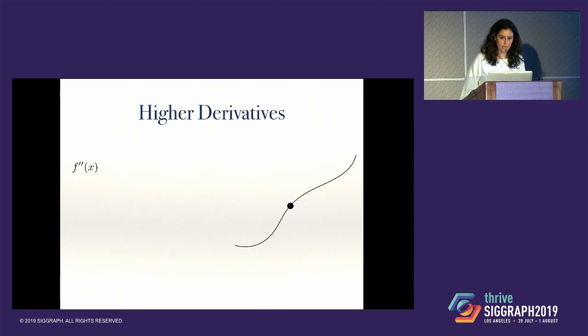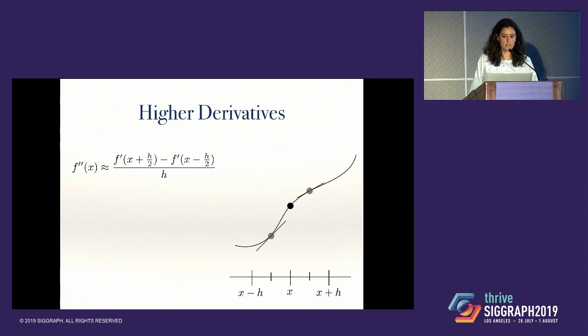And we can also construct higher order derivatives with finite differences. Let's say I want to approximate f double prime, the second derivative of f at this black point. So I might say, okay, I'll use central difference of the first derivative of f. So if I take f prime at x plus h minus f prime at x minus h and divide by h, that's the central difference on f prime.